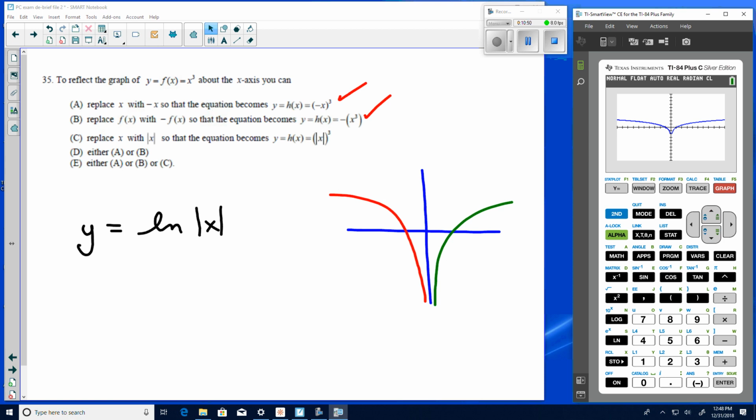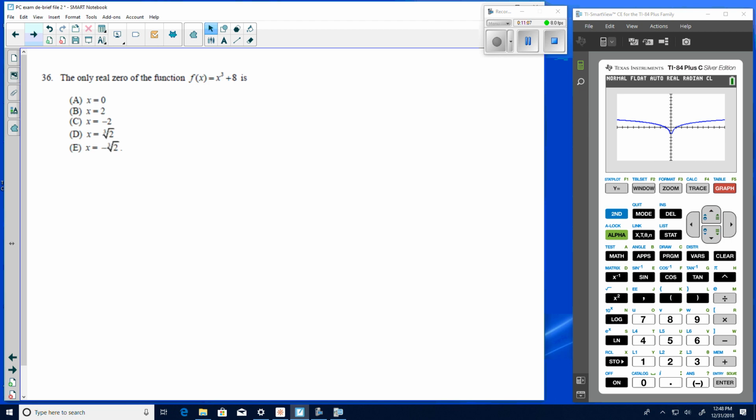No, it doesn't hit at -2, right? We saw that earlier. This goes all the way down to -infinity. Okay, so the correct choice to this particular problem was, in fact, choice D. That was probably one of the harder ones on the exam. If you got it wrong, hopefully you understand what happened.